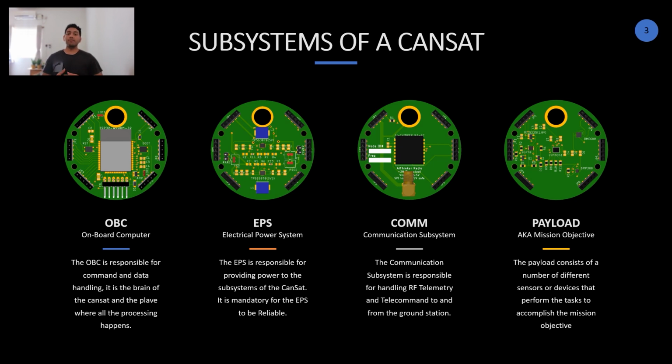When it comes to the communication system, it is responsible for handling the telemetry and telecommand. When you talk about telemetry, it is sending data that you collect on your CANSAT to the ground, and telecommand is receiving commands from the ground station to the CANSAT. The telecommands can be used to change parameters in the CANSAT, to change the program. You can even reprogram your CANSAT from ground. You can request different types of data, depending on what kind of firmware you design and what kind of program you write.